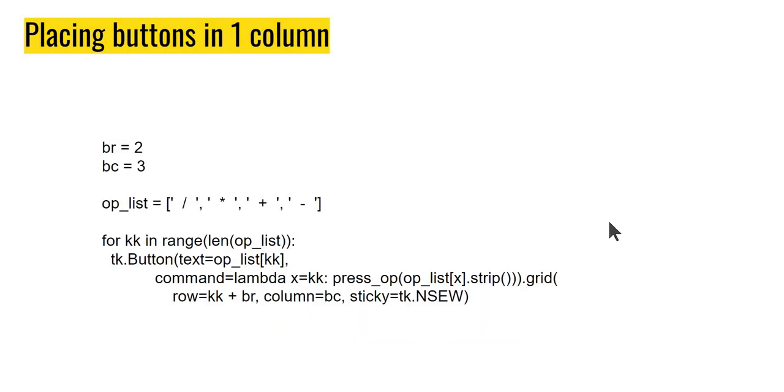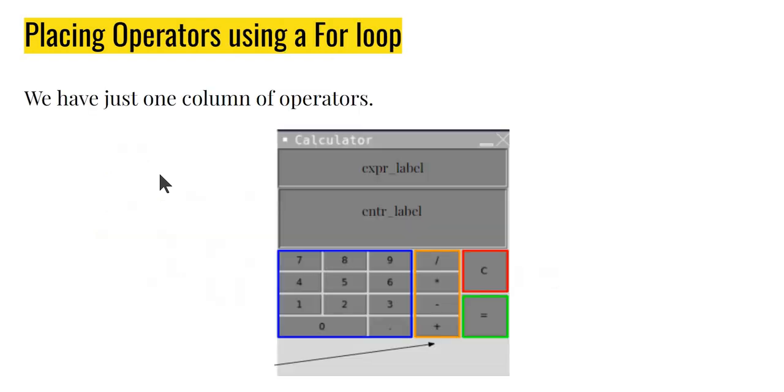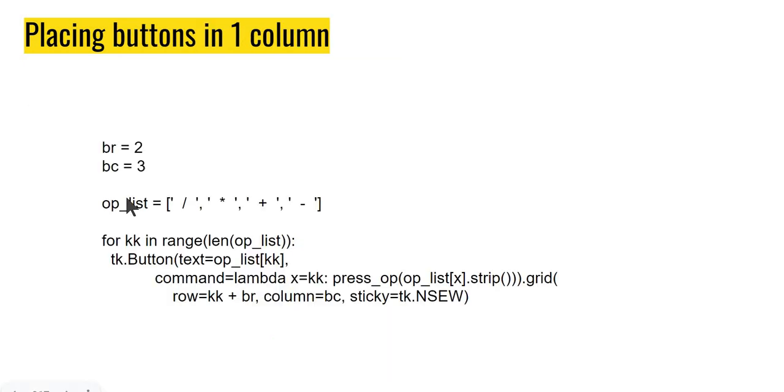Now, the idea really is quite simple. I'm just going to define a base row and a base column. In this case, my base row, I'm saying it as 2 because 0, 1, and 2. And the base column, I'm putting as 3 because 0, 1, 2, 3. So the whole idea is, in fact, quite similar to what we did for numbers, except that here now the list is simpler.